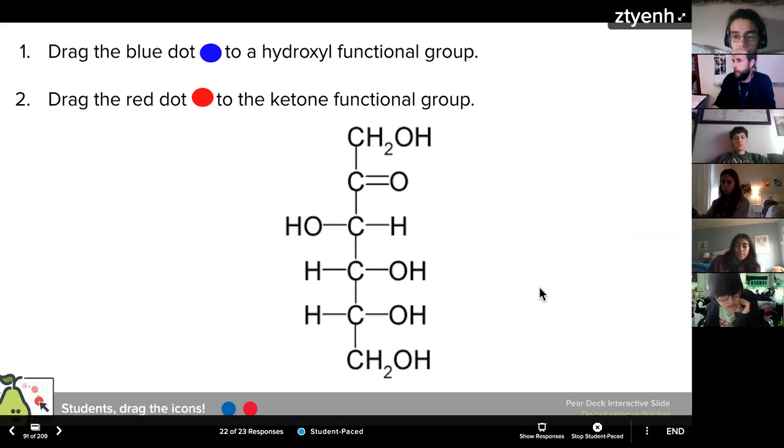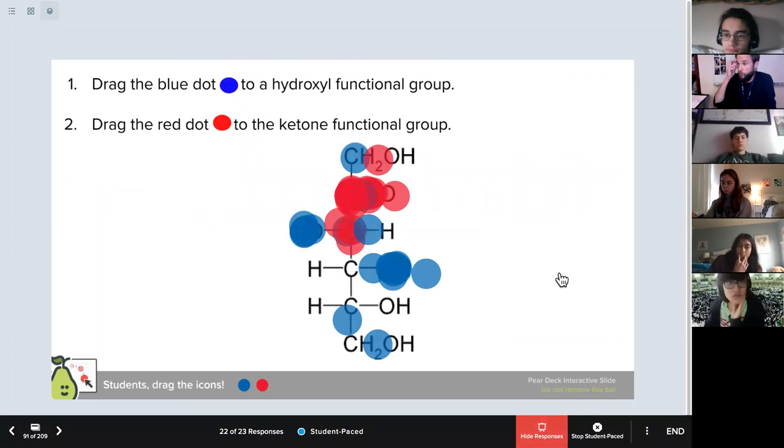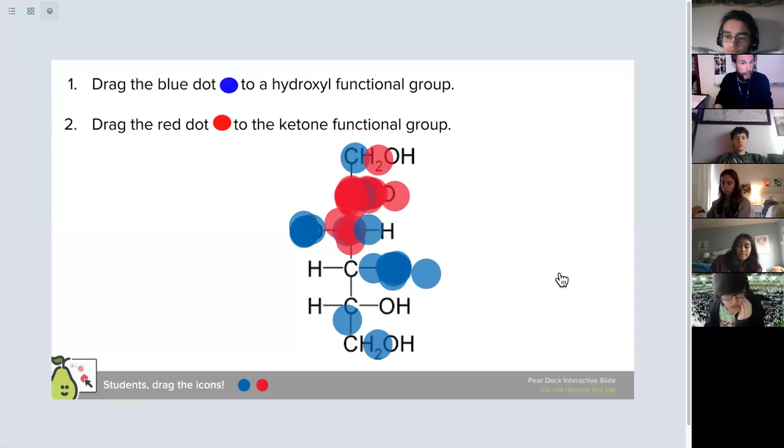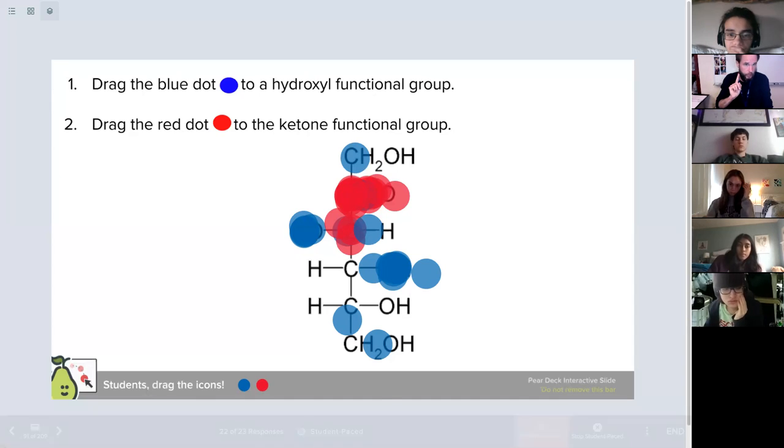Moving through this. Again, blue for the hydroxyl functional group, and then red for the ketone, the other carbonyl functional group. Where you drag your blue dot might vary because there are several hydroxyl groups that are part of this molecule. This is actually glucose, the molecule that is catabolized in cell respiration. But it looks like for the most part, we have identified the ketone functional group correctly. As I switch between the two views, you're seeing your dots and then you're not seeing your dots. Okay, good, thank you.